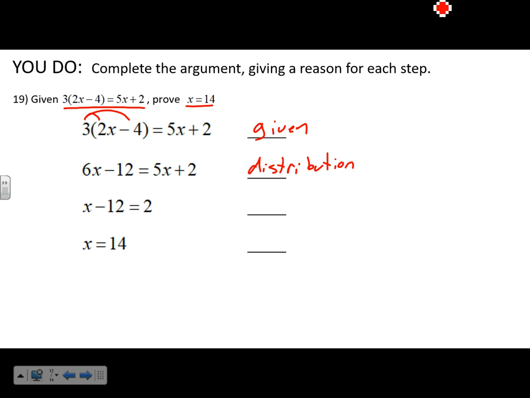So now we have 6x minus 12 is equal to 5x plus 2. How do we get to the next step? How do we go from this one to this one down here? Let's see. I am subtracting 5x from both sides. So that is the subtraction.